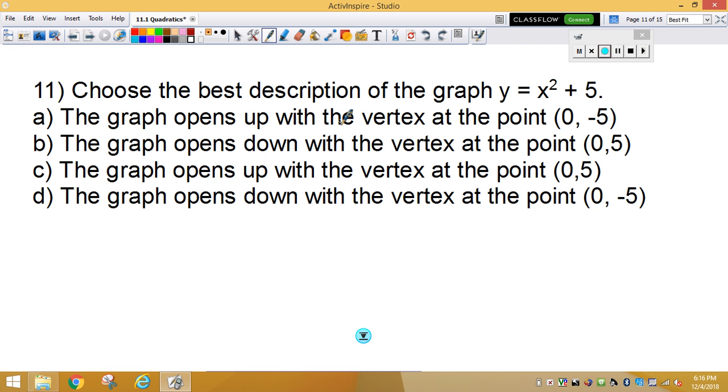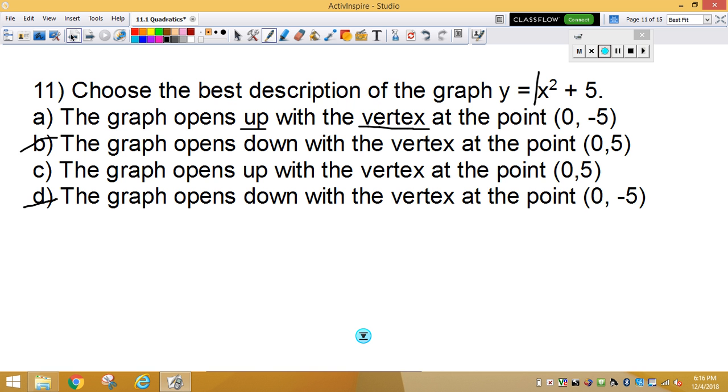What's the best description? Okay, well first, let's see if it opens up or down. Here's how you figure it out. This is a +1. If it's positive, it opens up. So it could be A, it's definitely not B, could be C, and it's not D. Vertex, okay, we haven't talked about that term.